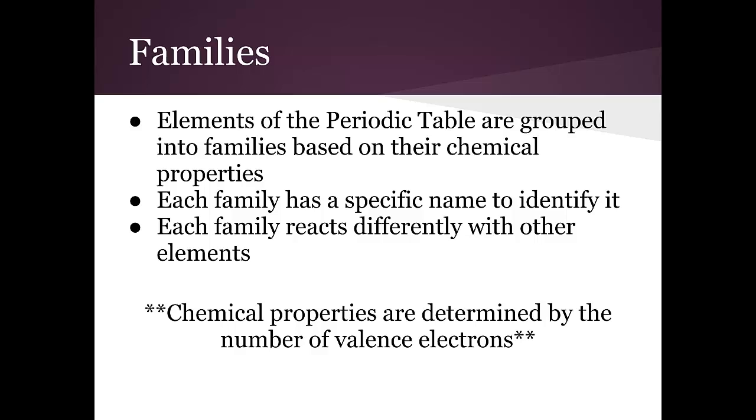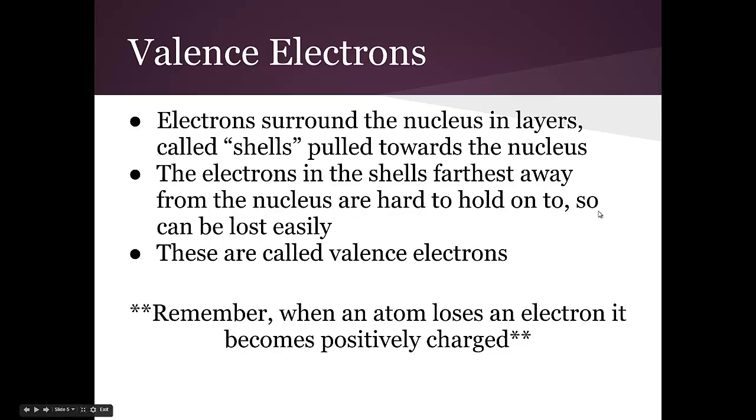Elements in the periodic table are grouped in families based on their chemical properties. So every family, every group of elements in a vertical column, has similar chemical properties. And we give each of those groups a name so we can talk about the whole group and identify it. Each family has a set of chemical properties, and those properties are different from the other families. They react differently with other elements. Chemical properties, or how they react, are determined by the number of valence electrons. There's that word again, valence electrons, and we're going to find out what that means.